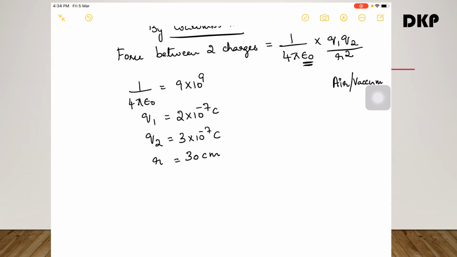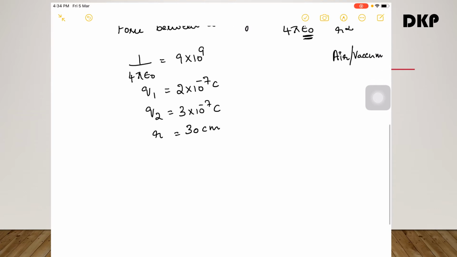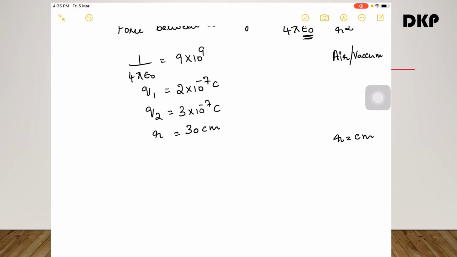Now you have to substitute all these values in the formula. Before that, you have to remember R is always taken in meter. Here R is given in centimeter, but you have to always use R in meter. So you have to convert 30 by 100, which is equal to 3 by 10 meter. We can use this in the equation.